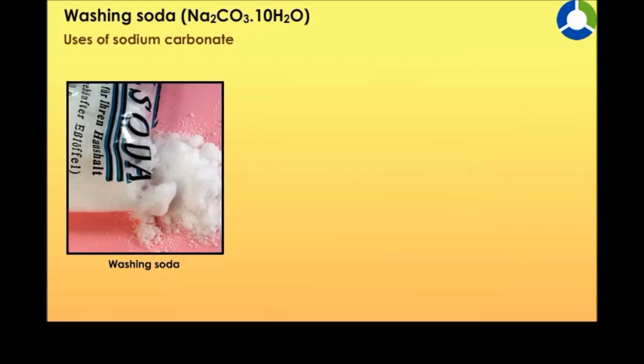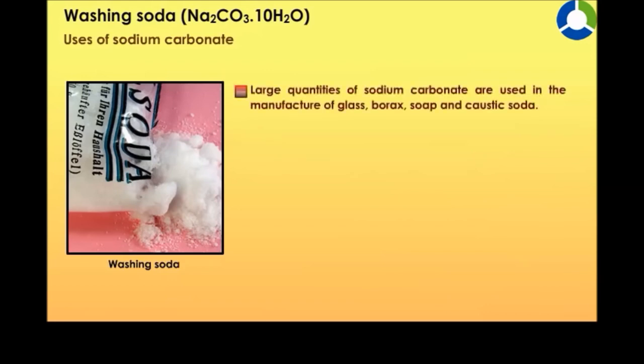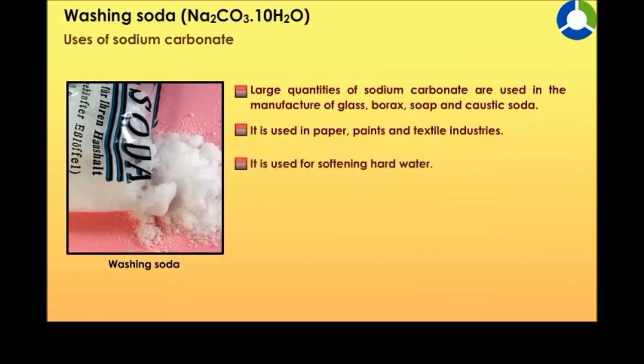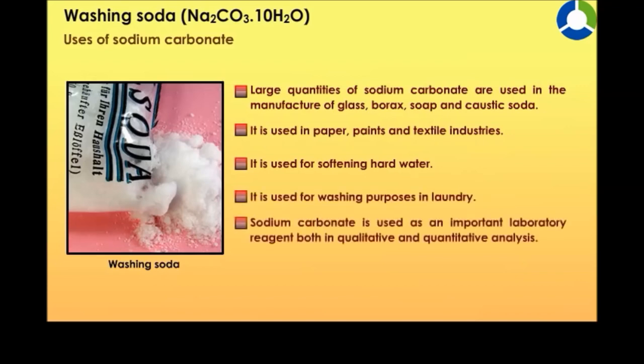Uses of sodium carbonate. Large quantities of sodium carbonate are used in the manufacture of glass, borax, soap and caustic soda. It is used in paper, paints and textile industries. It is used for softening hard water. It is used for washing purposes in laundry. Sodium carbonate is used as an important laboratory reagent both in qualitative and quantitative analysis.